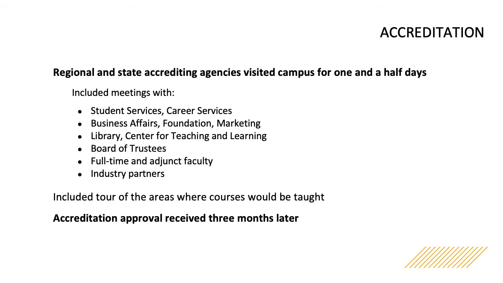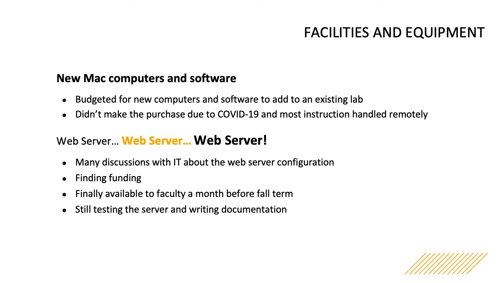They met with the faculty, and they met with the industry partners who supported the degree and want to hire our graduates. The accreditation visit was successful, and we received approval about 3 months later. The initial plan for the degree was for it to be taught in a more traditional classroom environment. After examining our existing spaces, we quickly realized we would need to add more computers to some of our existing labs and purchase more software licenses.